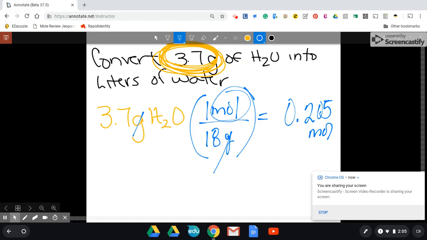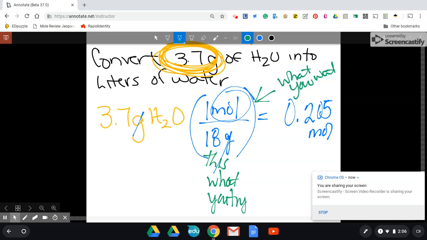So remember, whatever you're trying to get to, this is always here. This is what you want. This down here is what you're trying to get rid of. Does that make sense? So I'm trying to get rid of grams. What I want is to be in moles.